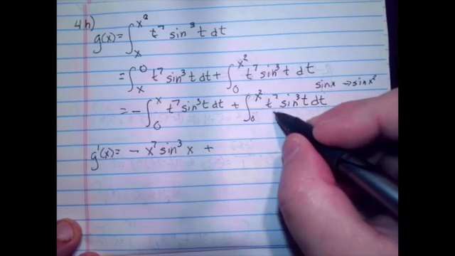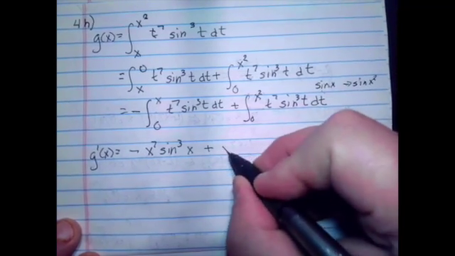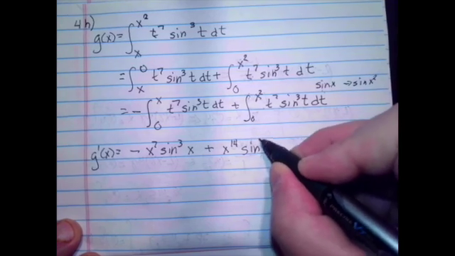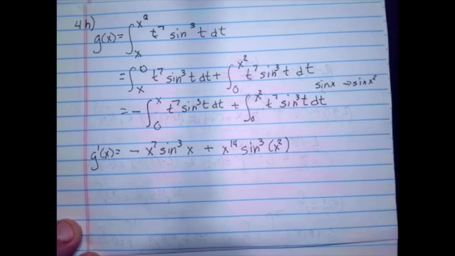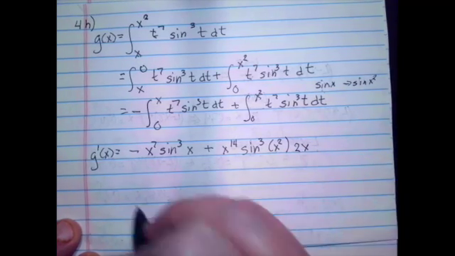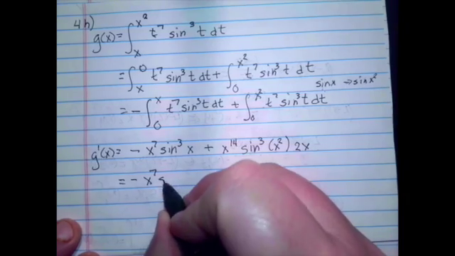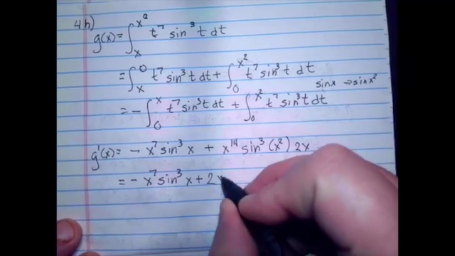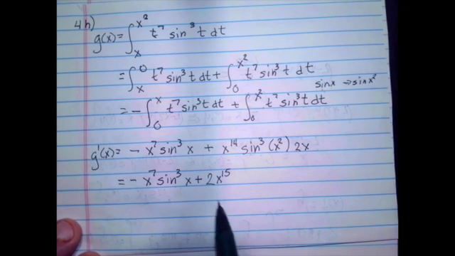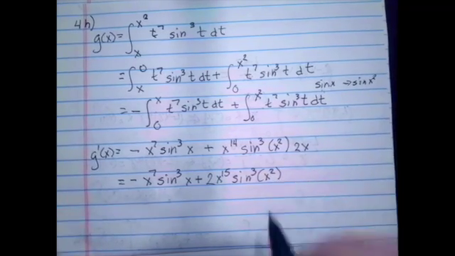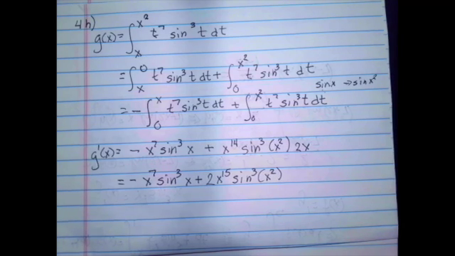So I'm going to substitute the x squared in for t, and I believe that would give us x to the 14th. 7 times 2 is 14. And then the sine cubed of x squared. And we need to multiply by the derivative of x squared, and that's 2x. Cleaning up just a bit, we get negative x to the 7th sine cubed of x plus 2x to the 15th power times the sine cubed of x squared. And there is possibly a bit more that one could do, but I think I'll leave it like that.